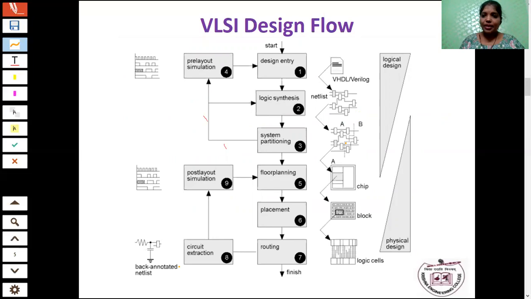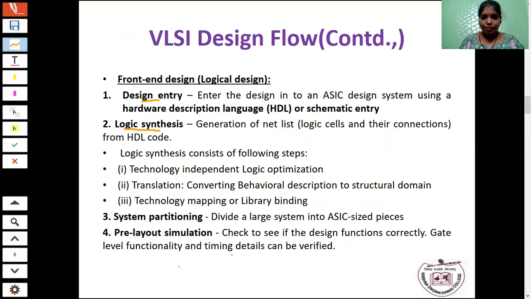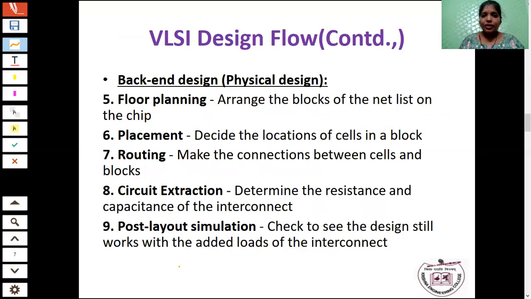The physical design means we are going to perform the floor planning, that is arrangement of blocks in the chip. After that, we are going to place the cells in the blocks. After that, we are going to make the connections between the cells and blocks. After that, we are going to determine the resistance and capacitance of the interconnect. Once all the steps are carried out, we are going to do the final layout simulation, to verify whether the design still works with the load or not.